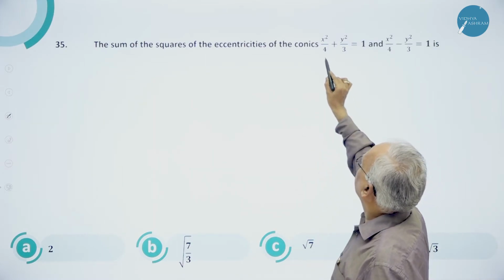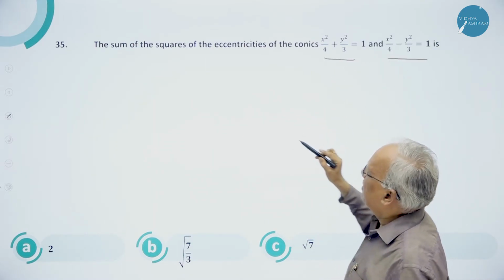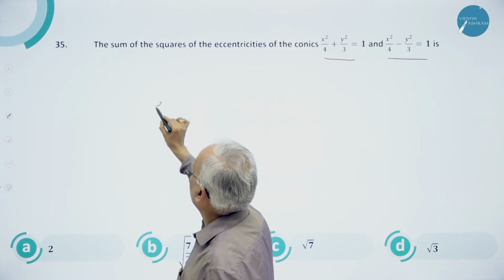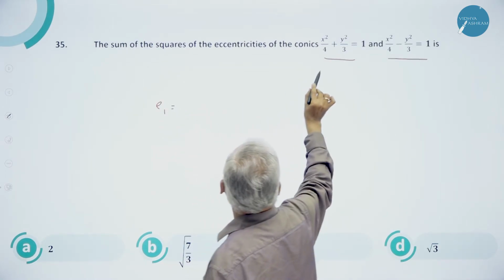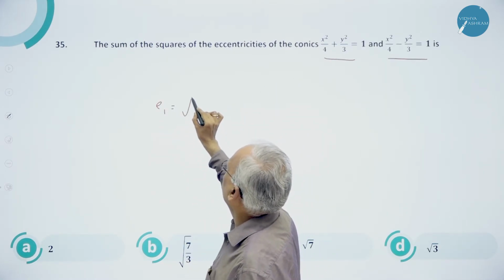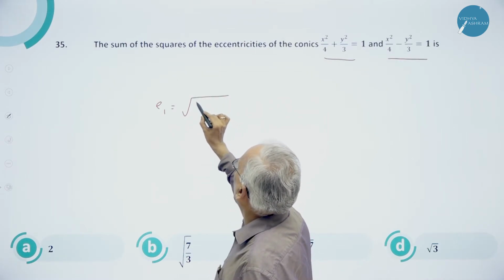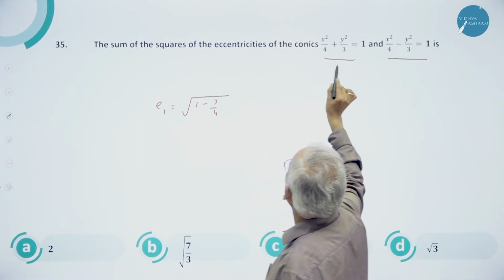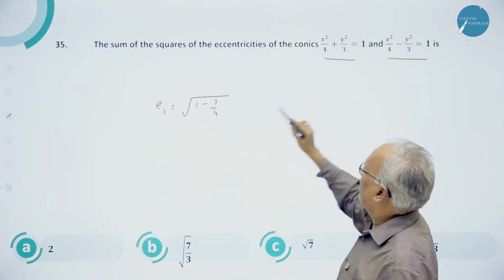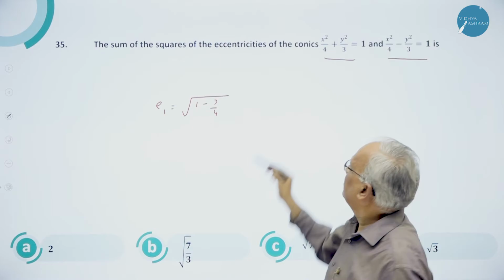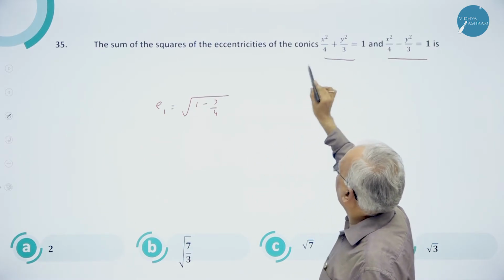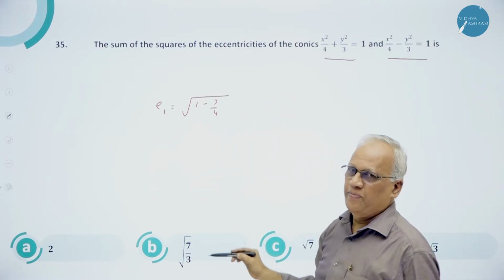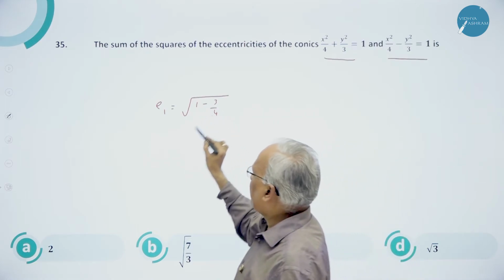The sum of the squares of the eccentricities of the conics, one an ellipse and one a hyperbola. The eccentricity of the ellipse is the square root of 1 minus 3 by 4. Here 1 minus 3 by 4 is 1 minus b squared by a squared, where b squared is 3 and a squared is 4. This is e1. Simplify it later.